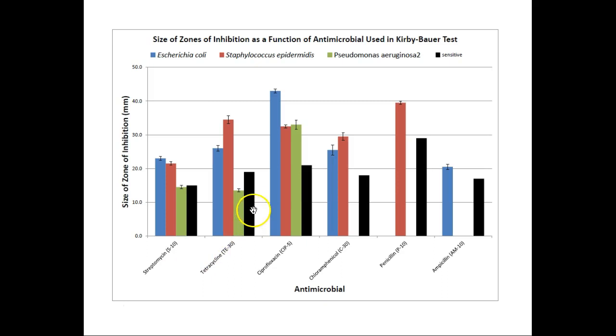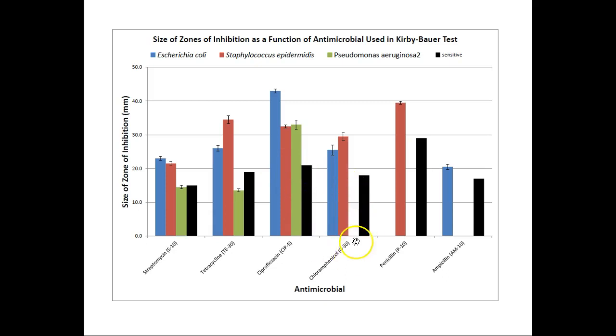Okay, so for the next one, again, Pseudomonas falls short of the sensitivity bar. Right? It is not sensitive to tetracycline. It's resistant. Both staph and E. coli are sensitive, but you can see staph definitely was very much affected, right? Very large zone of inhibition. Cipro is the only one where all of them were sensitive. Right? They're all above the sensitivity bar.